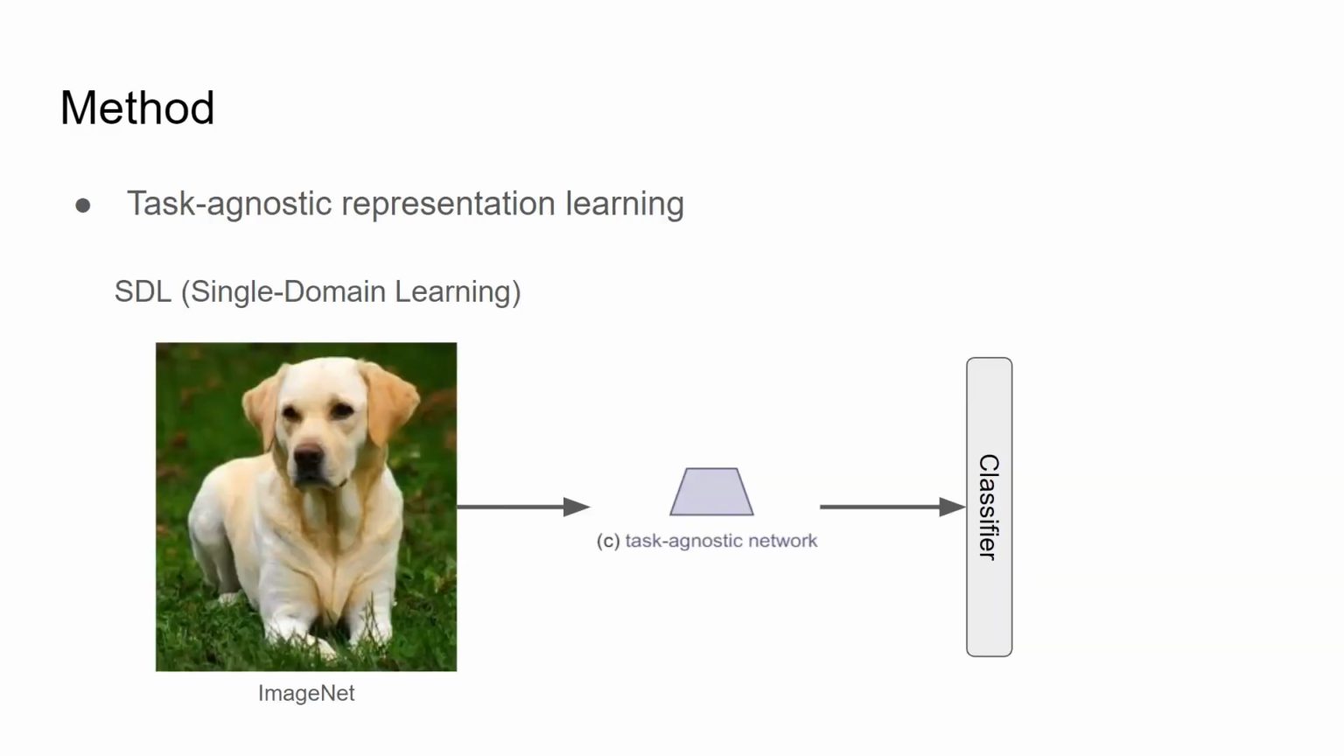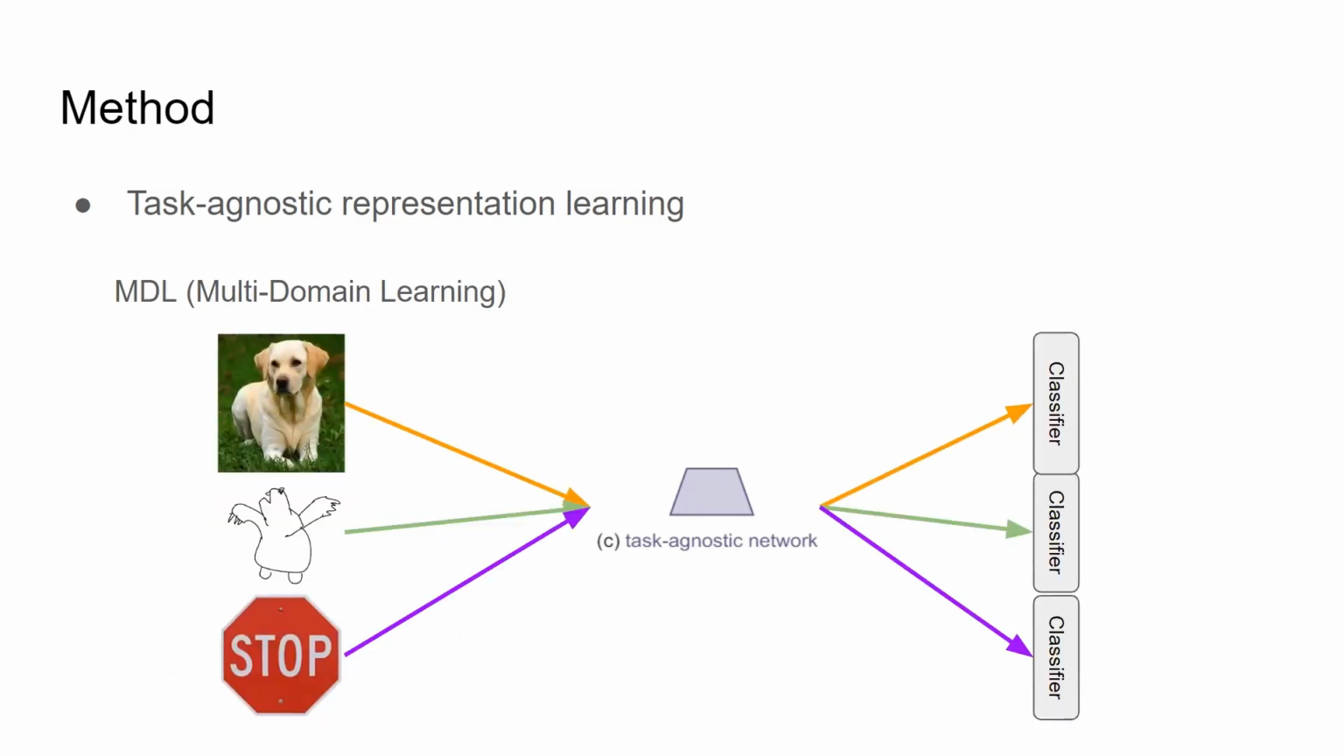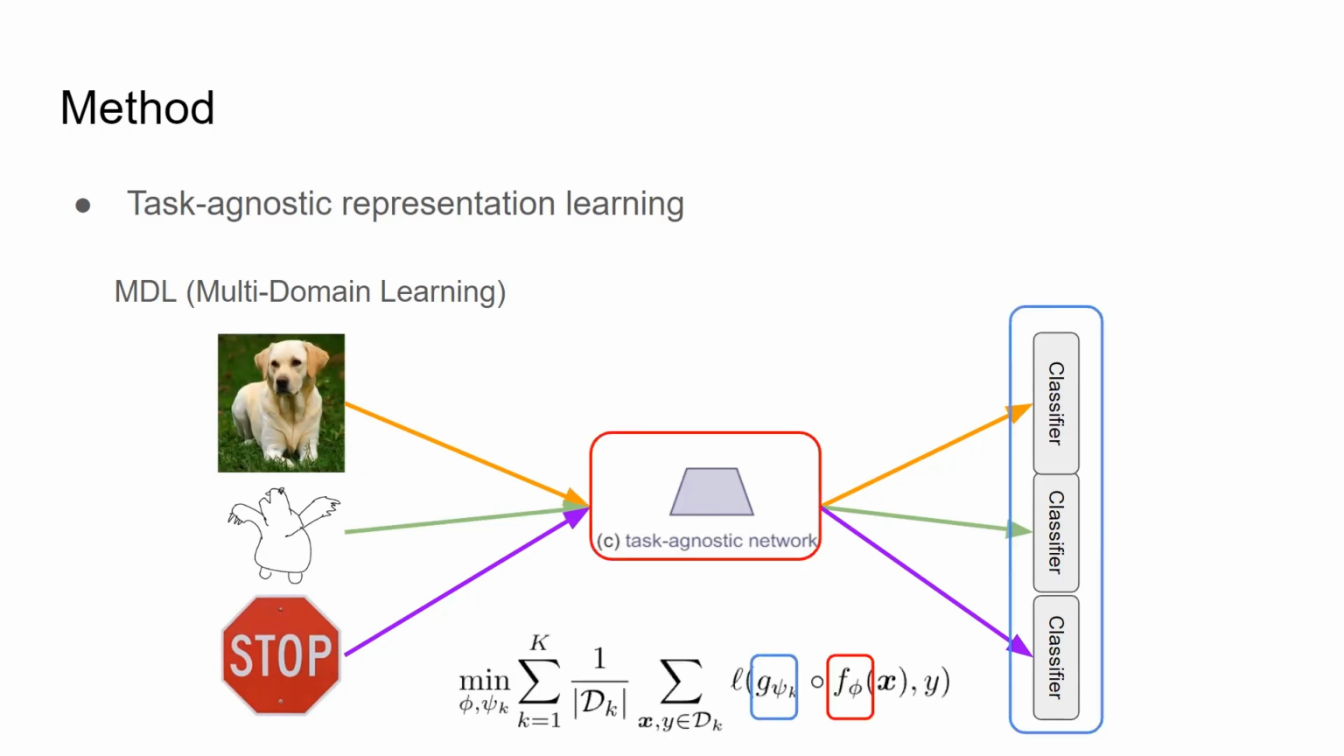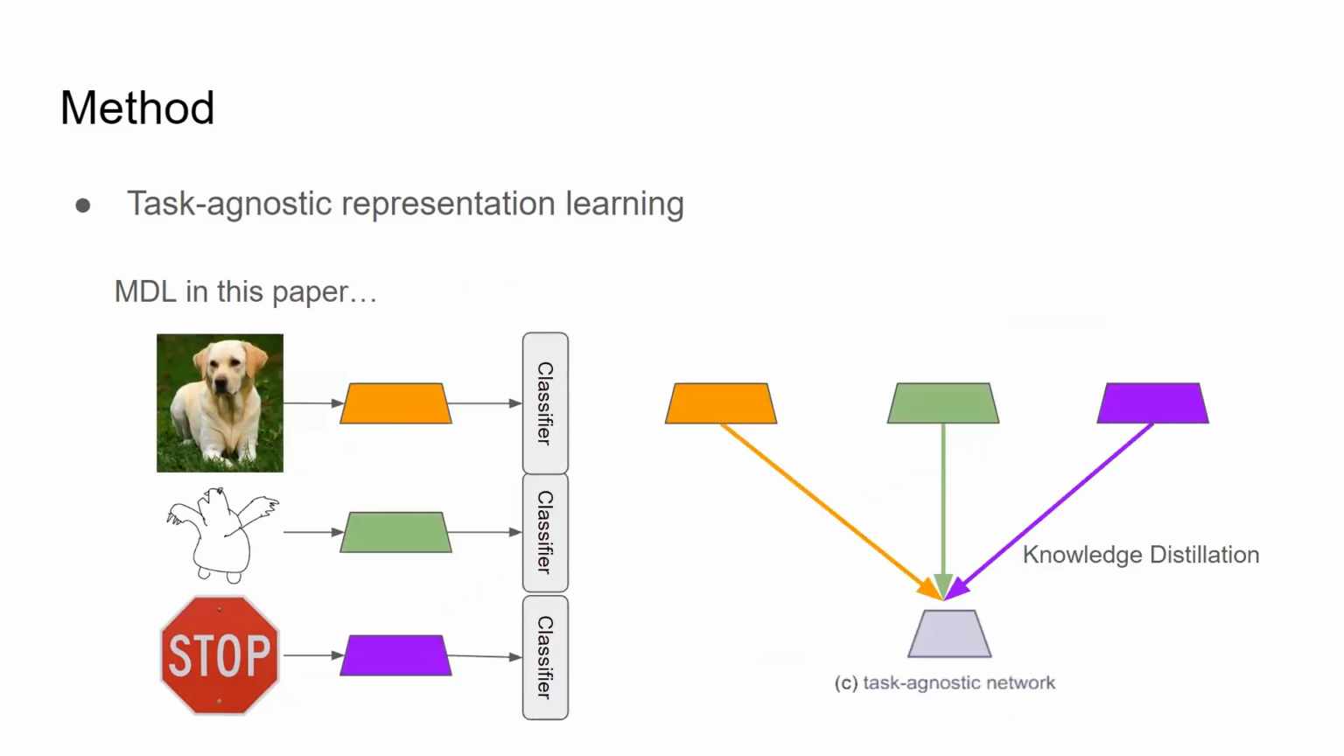There are two approaches for task-agnostic representation learning. In SDL, a task-agnostic network is trained on ImageNet and further adapts to other domains later. In MDL, the objective is training a single feature extractor over multiple classification tasks. The network is expected to generalize a representation over domains. This paper proposes MDL with knowledge distillation. Feature extractors are trained in SDL for each domain and distill their knowledge into a single task-agnostic network.